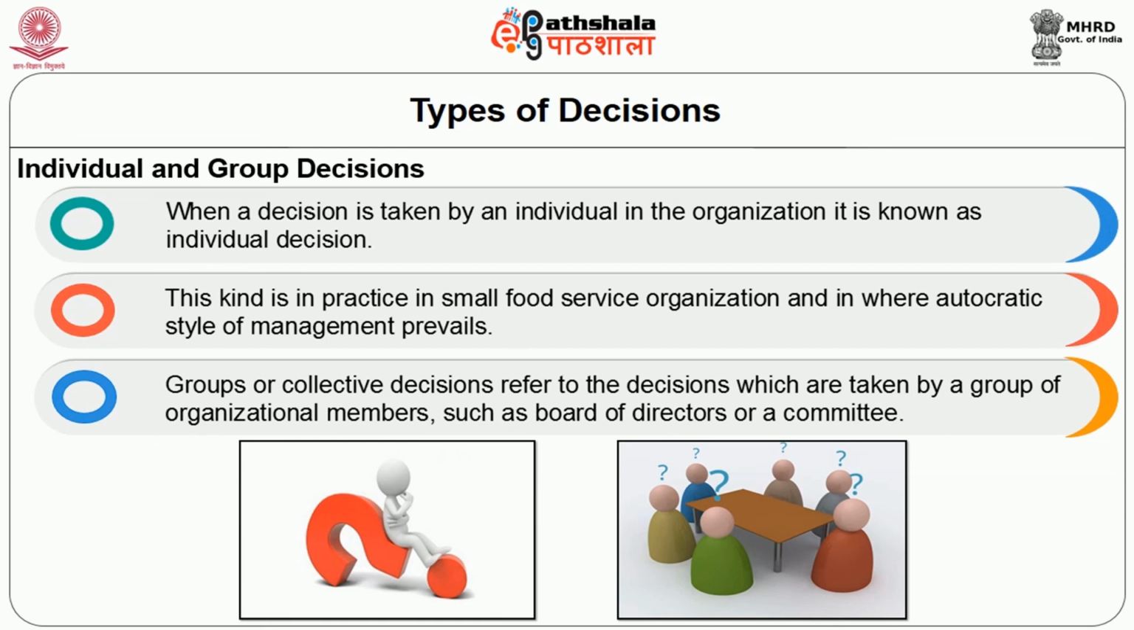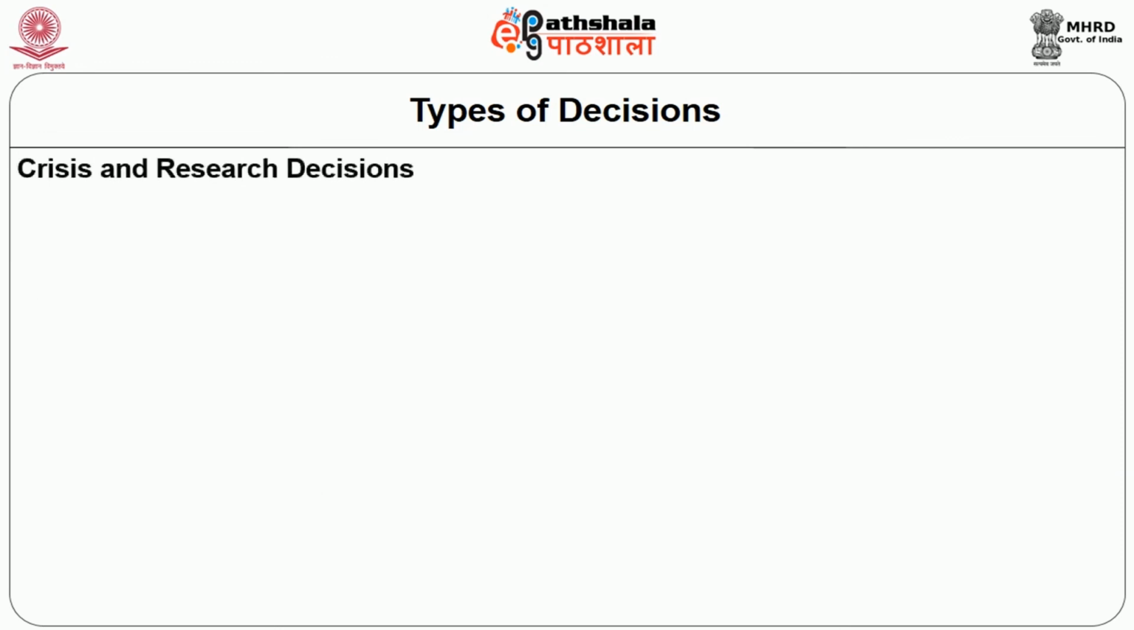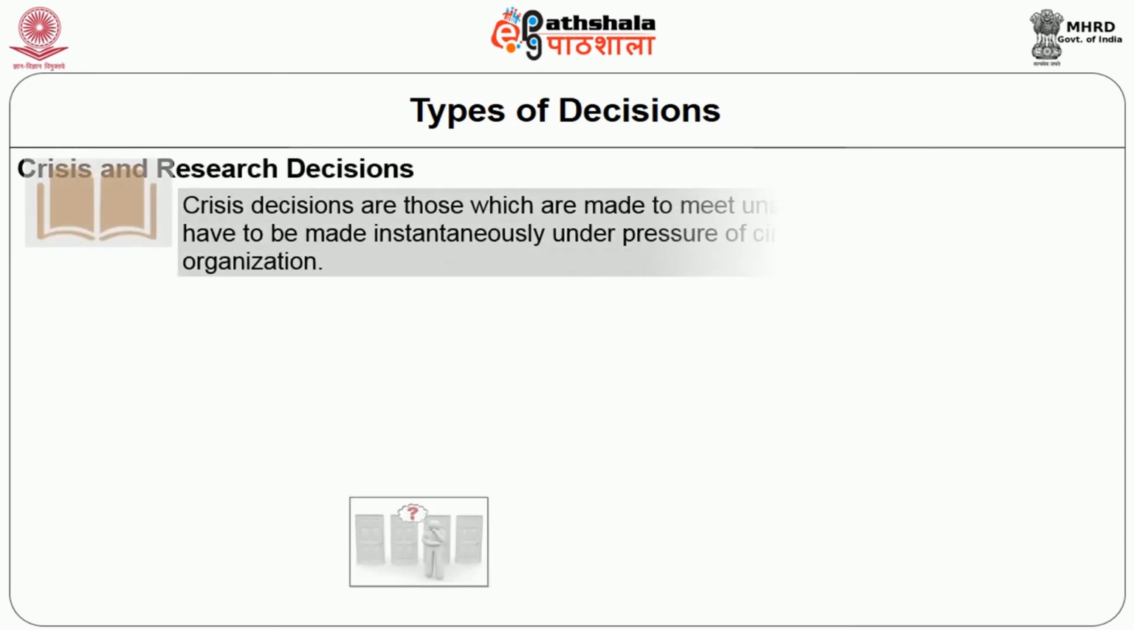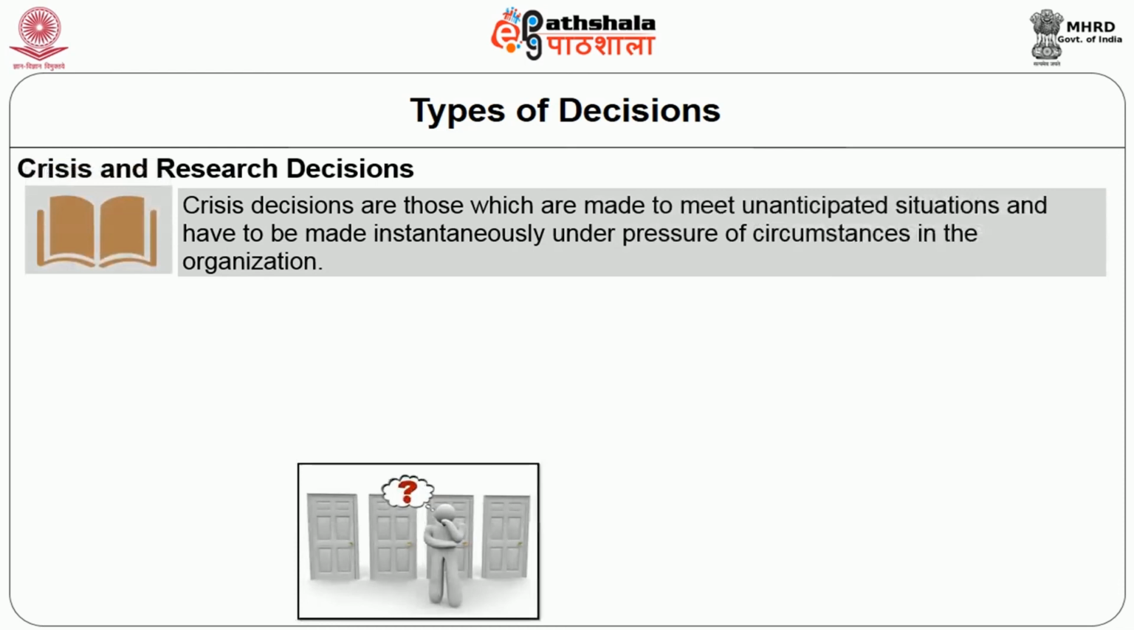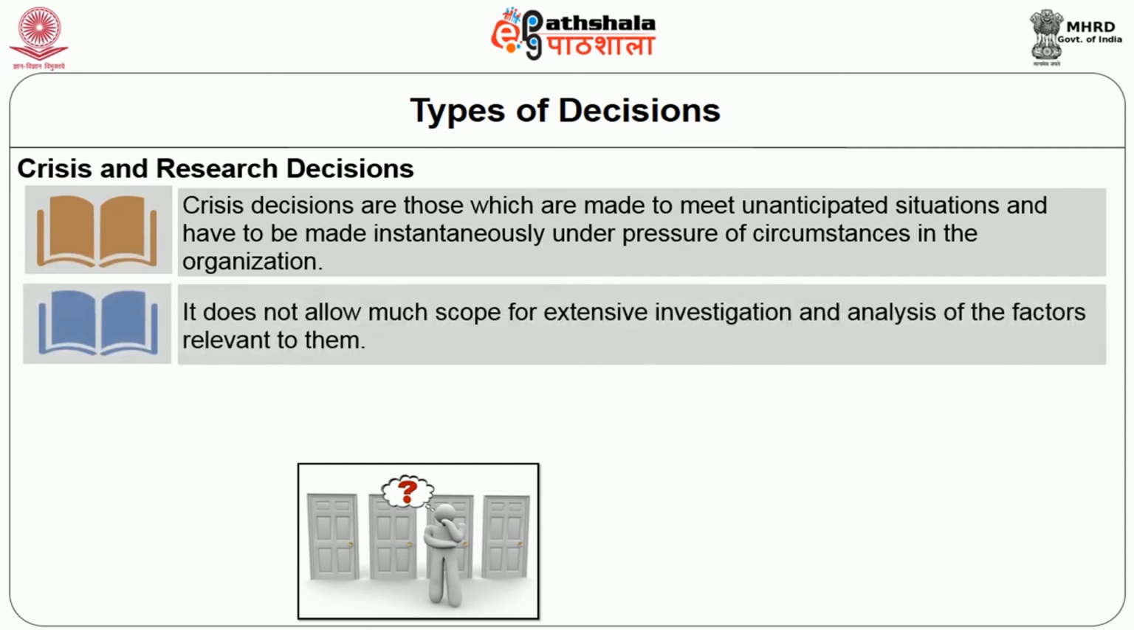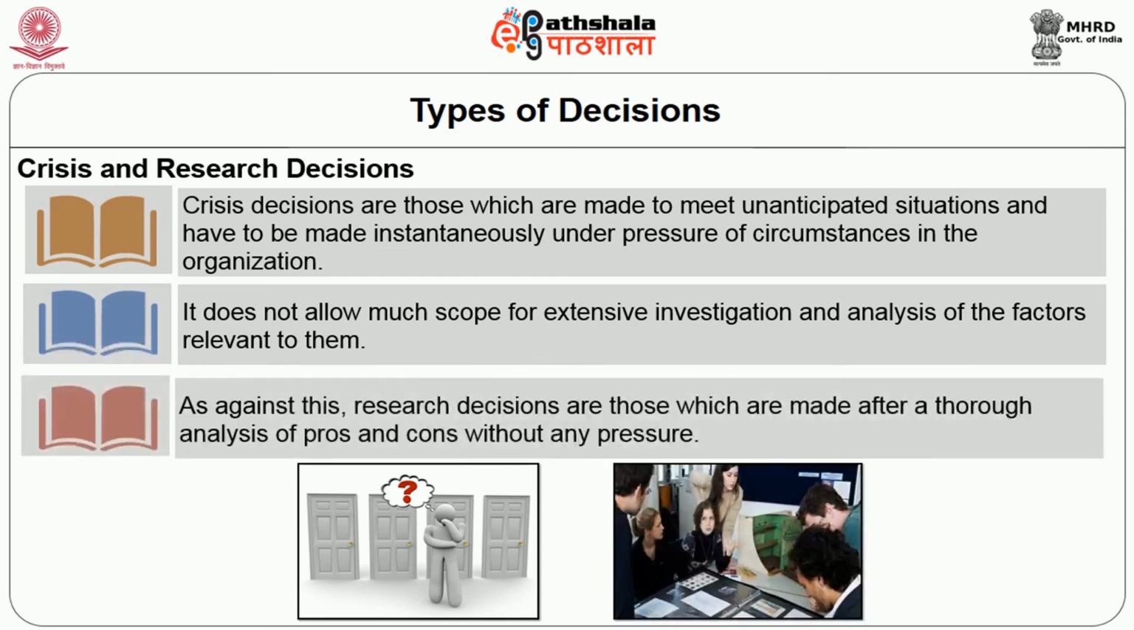The sixth type is crisis and research decisions. Crisis decisions are those which are made to meet unanticipated situations and have to be made instantly under pressure of circumstances in the food service organization. The crisis decision does not allow much scope for extensive investigation and analysis of the factors that are relevant to them. As against this, the research decisions are those which are made after thorough analysis of pros and cons without pressure.